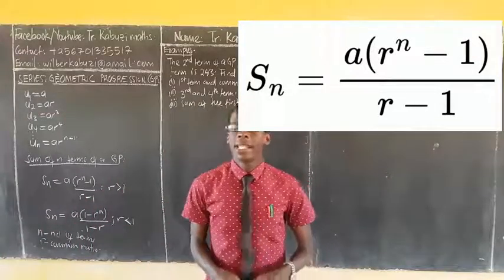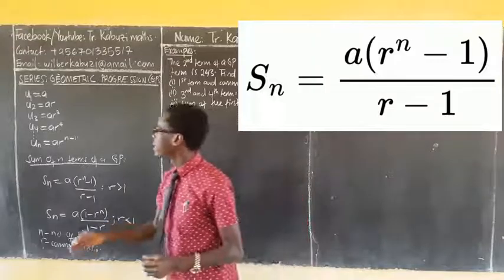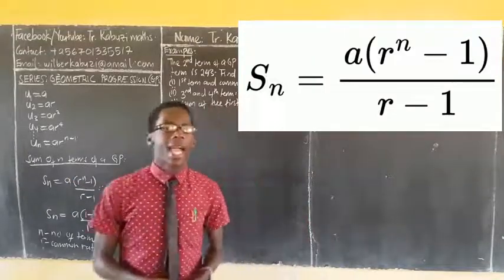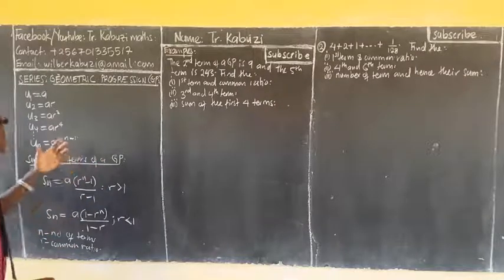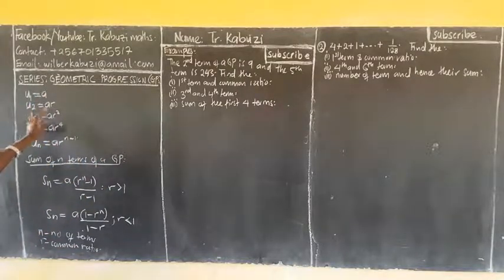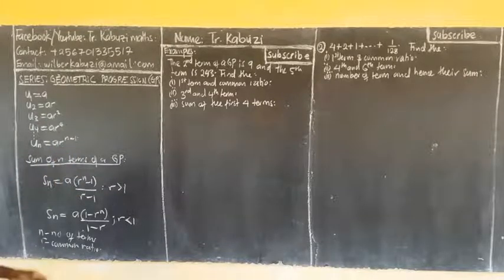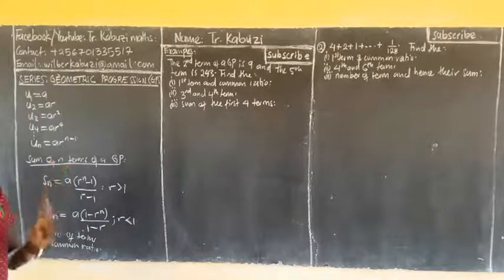Welcome members, in today's lesson we are going to see how we get the terms of a GP and how we get the sum of those terms. In the previous session we saw the first term is this, the second term is this, the third term is this, the fourth, and the nth term is given by this. Then the sum of the GP, now we have two formulas.